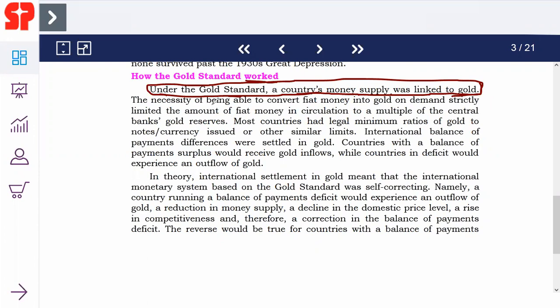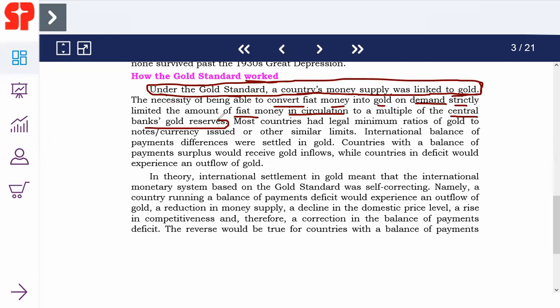Okay. So, you have to convert the currency into gold on demand, strictly limited to the amount of fiat money in circulation. So what was the simple logic? The country's money will be converted into gold, held as reserves by the central bank. The central bank will keep the gold reserves.